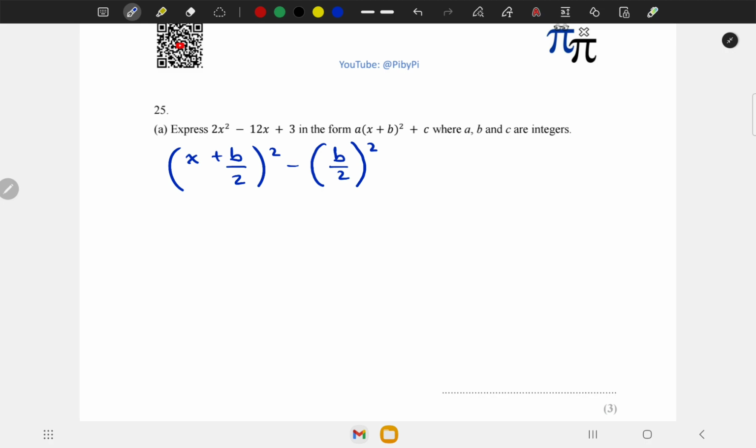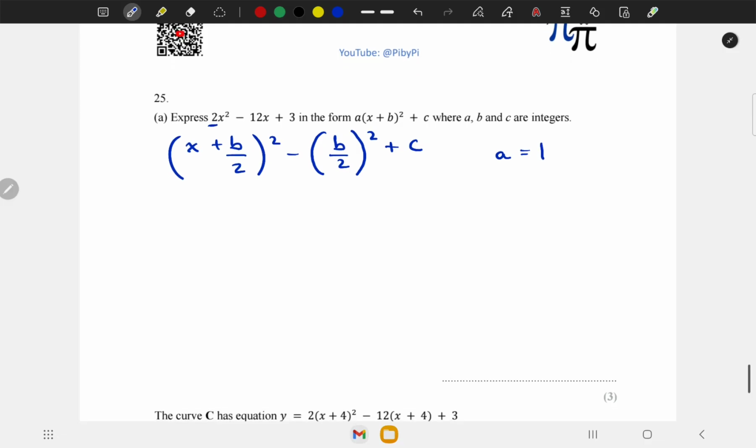Just a disclaimer, when you're using this particular formula, you need to ensure that a is equal to 1. The coefficient of x squared needs to be 1. And in this case, the coefficient is not 1. So what are we going to do? I'm going to start by pulling out the 2 outside and factorizing everything. So x squared minus 6x plus 1.5 or 3 over 2, however you want to look at it. This is what I'm working with.